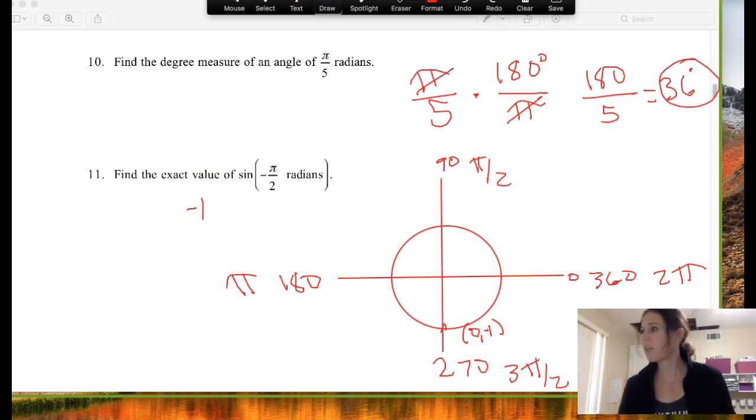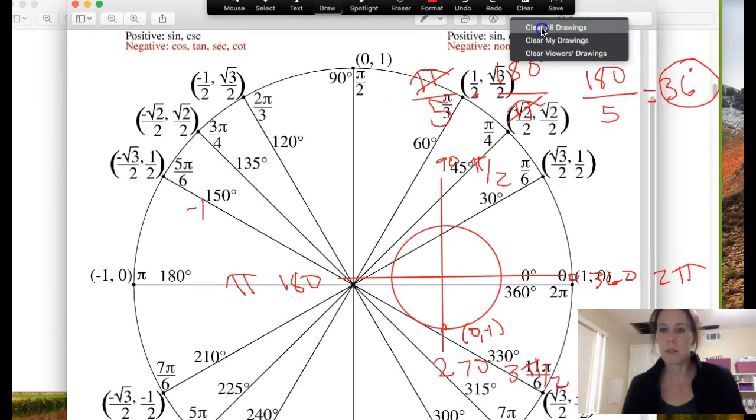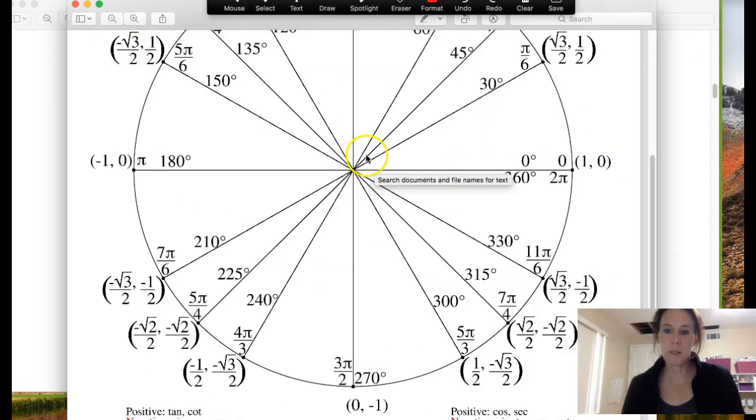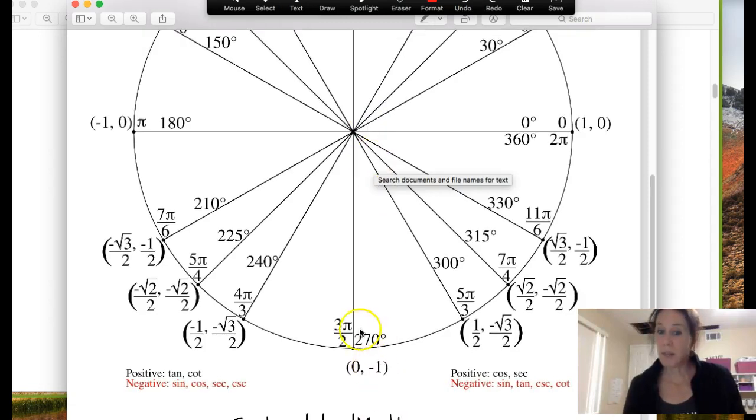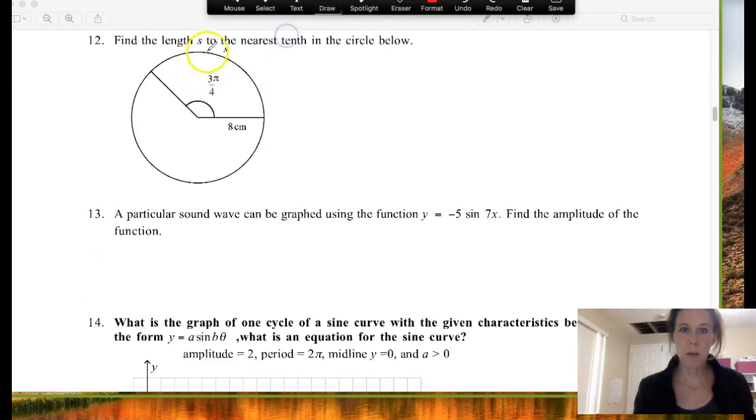All right, check it on your unit circle. You can double check that and see the sine at negative pi over 2 is negative 1. All right, on to the next. Okay, find the length s to the nearest tenth in the circle below. That threw me off, nearest tenth. Okay, so we know the length, the arc length here.